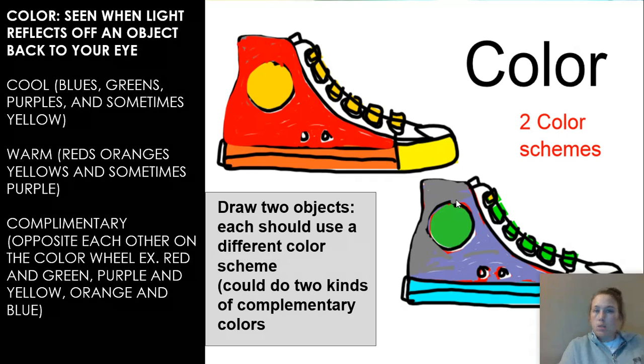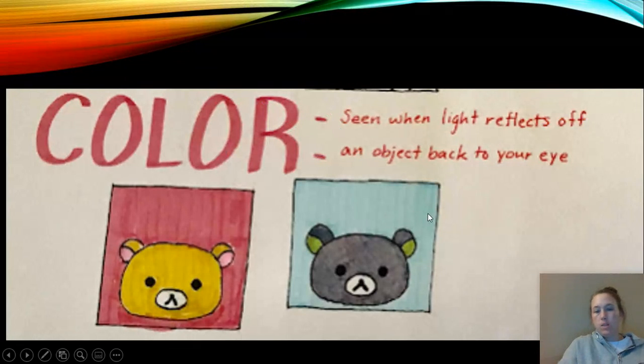You can go with cool colors, like blues, greens, purples, yellows, think of the cold. You can go with warm colors, think of fire, red, oranges, yellows. Purple kind of verges both of them. It could be a warm purple or a cool purple. Or you could go with complementary colors. So those are opposite each other on the color wheel, which we'll get to a little bit later on. But some examples would be red and green, purple and yellow, Vikings, orange and blue, you got the Broncos. A lot of times sports teams use complementary colors. So again, 2 drawings, 2 different color schemes. Here is an example of warm colors versus cool colors.